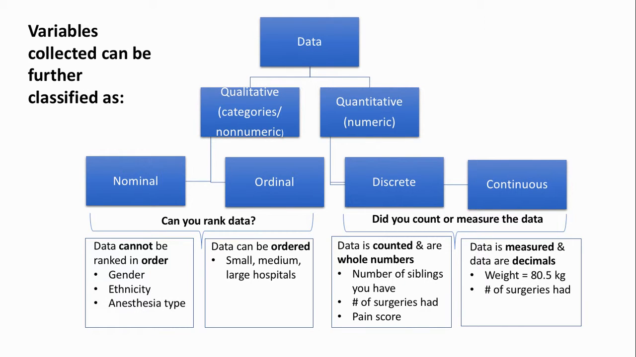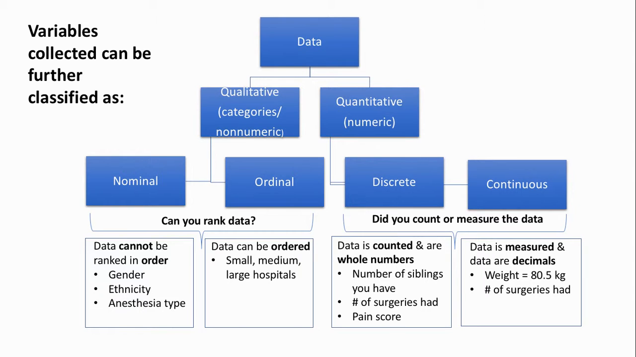Data variables can be collected and they're further classified as either qualitative, or what you can think of as categorical or non-numeric variables, or quantitative, or numeric. Categorical variables you break down even further to nominal, which is where the data cannot be ranked in any order, like gender, ethnicity, anesthesia type. Neither one of those, you can't say that males are greater than females.